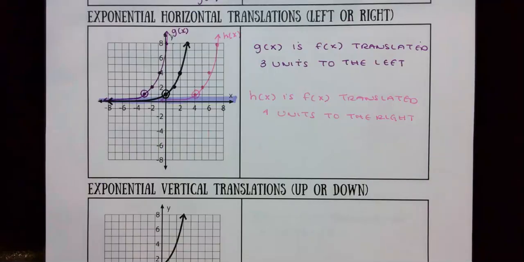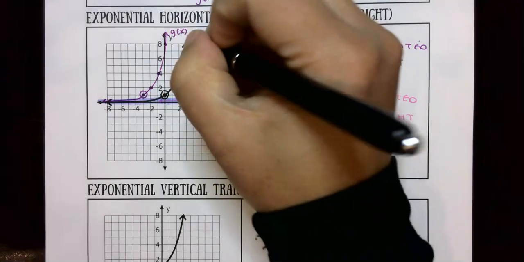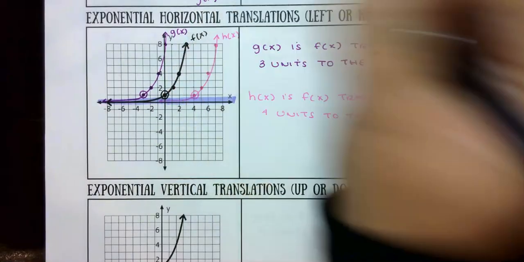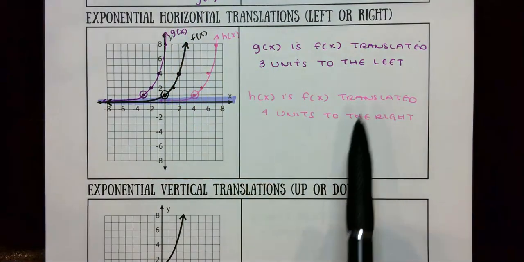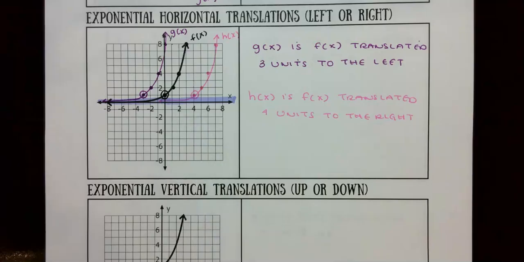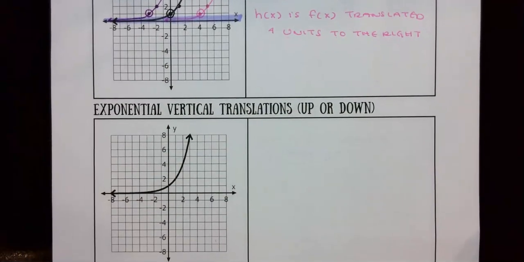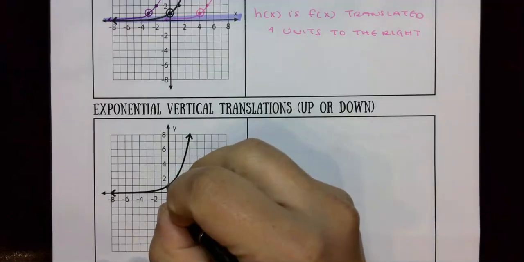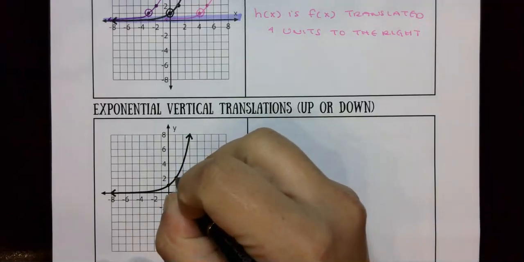All right, so as you can see here, I went ahead and wrote in those descriptions for g of x and h of x, and we're comparing it to the parent function, which is our f of x. And we can see where it has been translated 3 units to the left and 4 units to the right. So the last one we're going to look at is this one right here. We're going to use those same points. So I'm going to go ahead and make them apparent here.